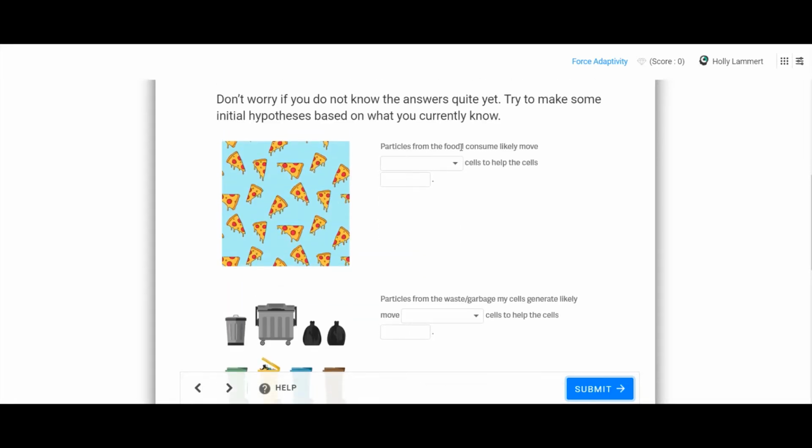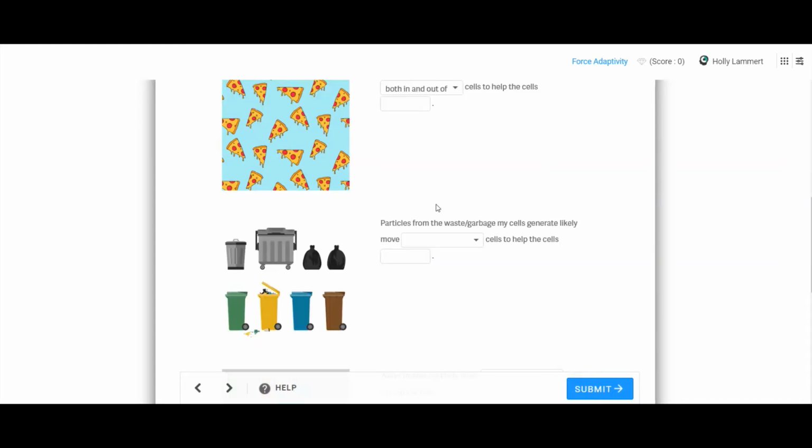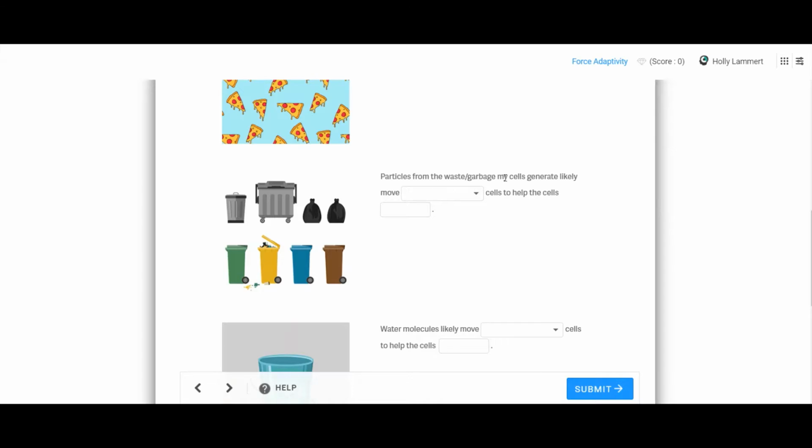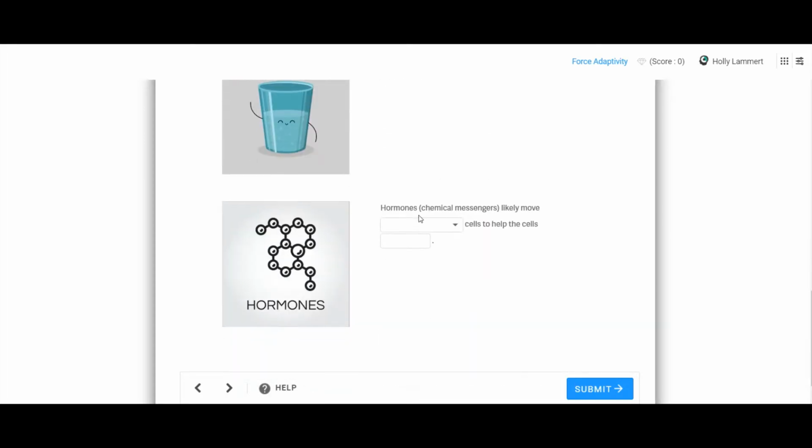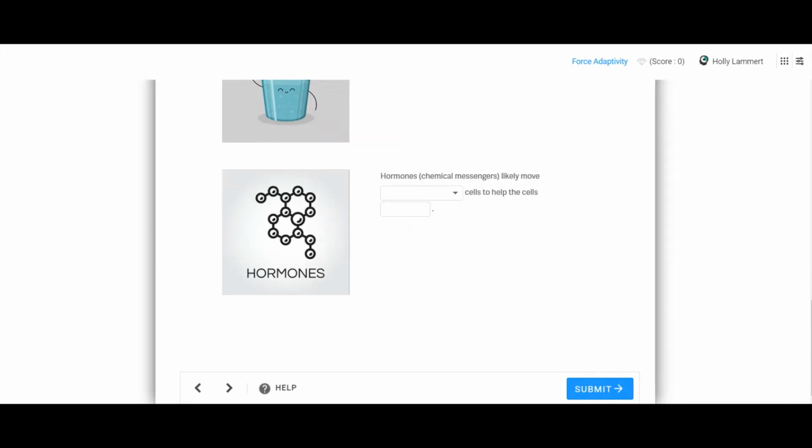Okay, particles from the food I consume likely move... So I'll pause and I'll let you complete this. All right, yeah. So into, out of, or both into and out of the cell. Particles from waste or garbage my cells generate likely move... Which direction? To help the cells do what? Clear waste. And then water moves which direction to help the cells do what? Hormones likely move... And why? And we'll move on from there.